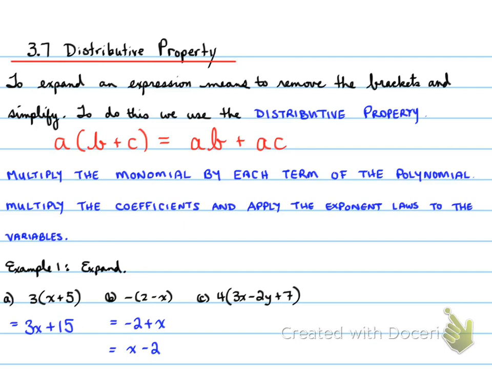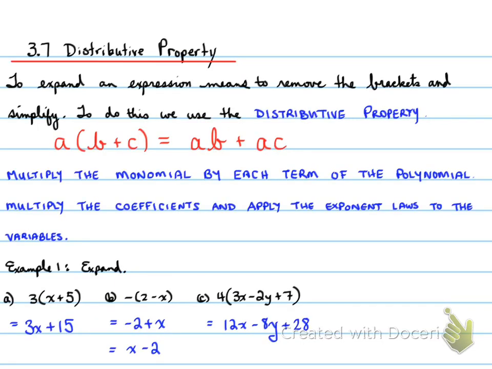Part C. 4 times all of the stuff inside the brackets. That is, 4 times 3x is 12x. 4 times negative 2y is negative 8y. Plus 4 times 7, which is 28. So, again, we take the 4 and we multiply it to each piece, and what we discover is none of these have like terms, and they shouldn't because the original didn't have like terms. Let's look at some harder examples.